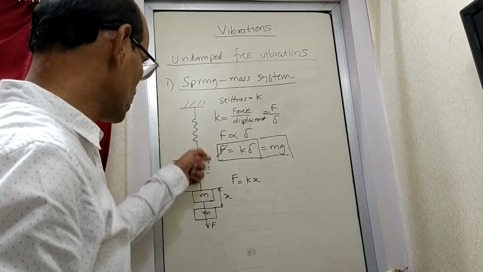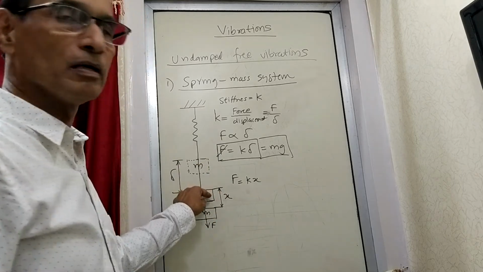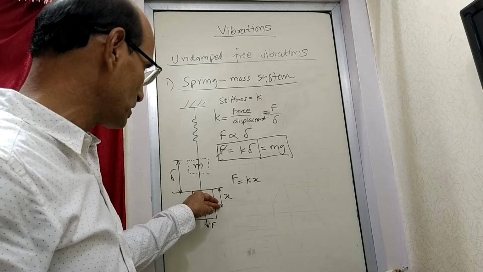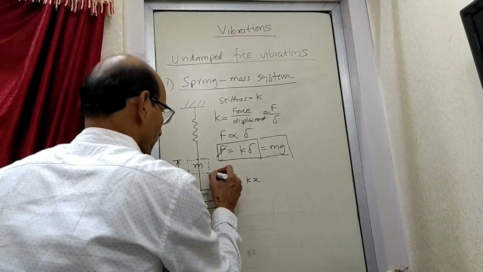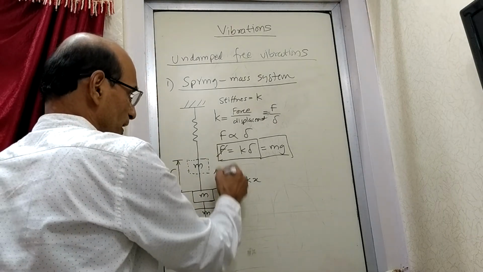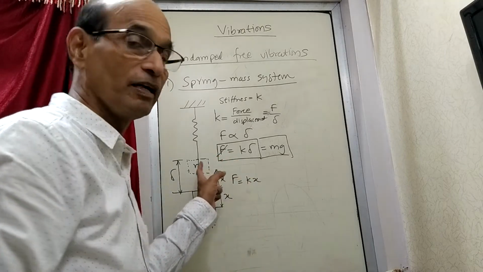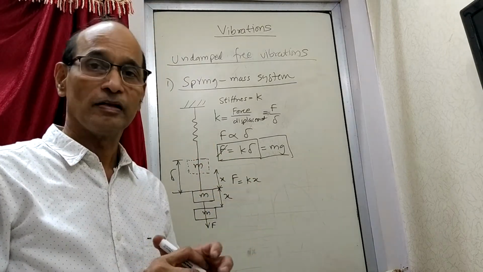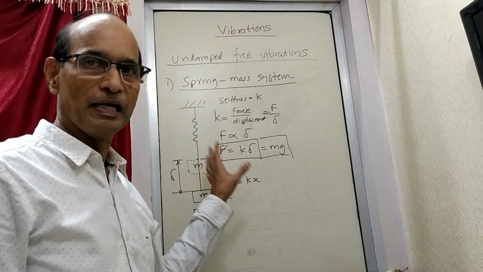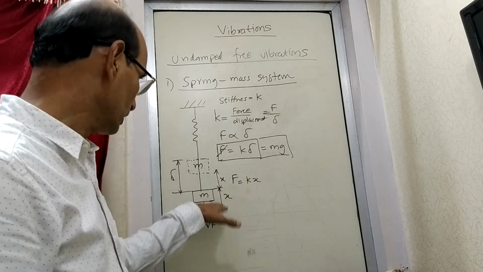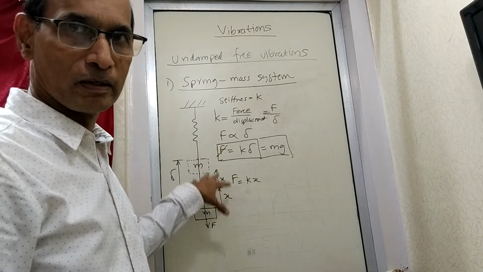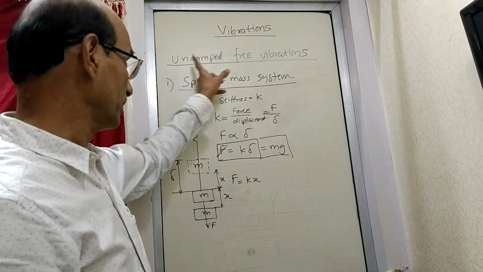Now what happens? This will go on oscillating up and down. This will be the mean position, and with respect to this mean position, it will go x here, again go x here. So on both sides, it will keep on oscillating like this all the time. This will be oscillating forever, ideally. And now in actual practice, because of the friction, it will slow down. But in reality, if there is no friction, then this will go on oscillating like this forever. So this is becoming a case of undamped free vibration.